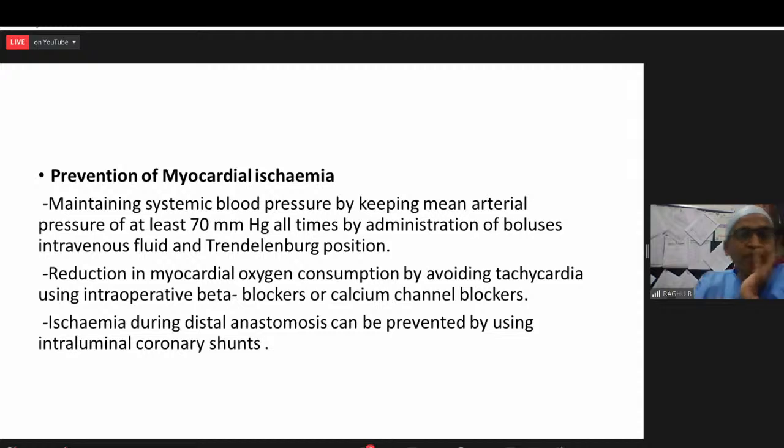For prevention of myocardial ischemia, maintain systolic blood pressure by keeping the mean arterial pressure at least 70 mm at all times, by administration of a bolus of IV fluid in Trendelenburg position, or reduce myocardial oxygen consumption by avoiding tachycardia using beta blockers or calcium channel blockers. Ischemia during distal anastomosis can be prevented by using intraluminal coronary shunts.